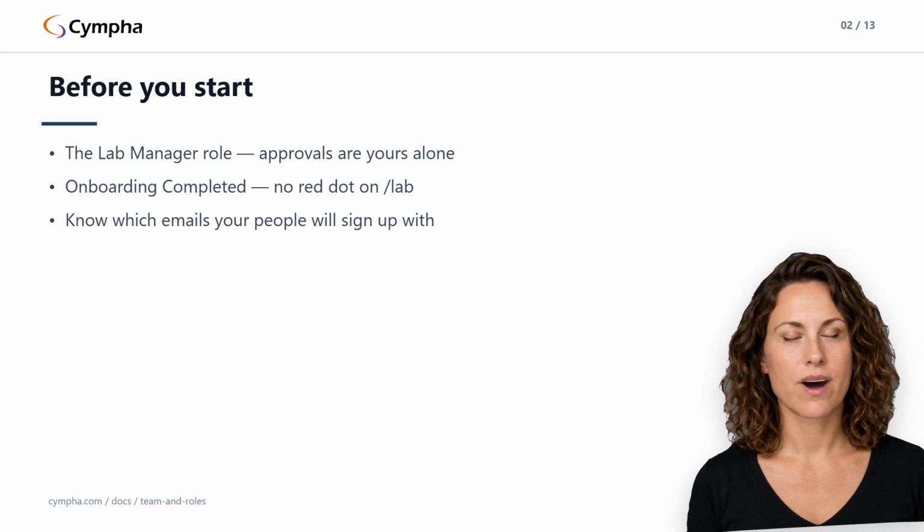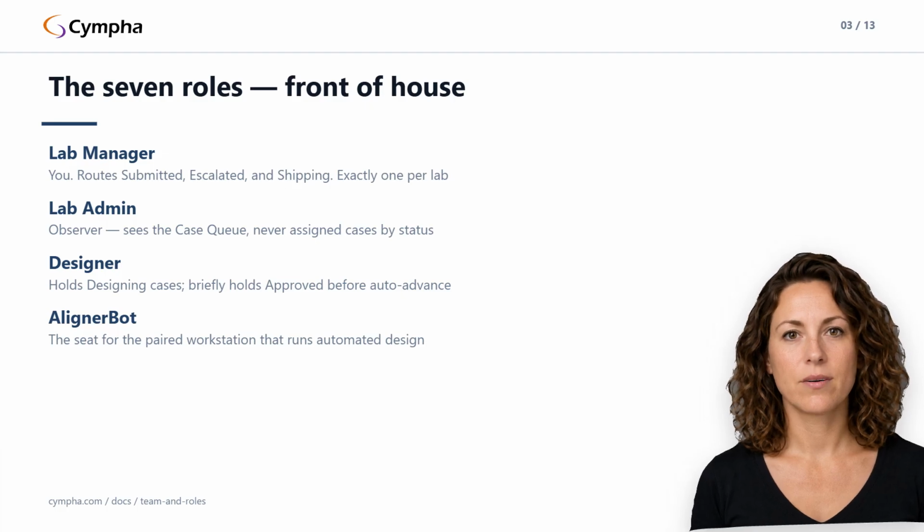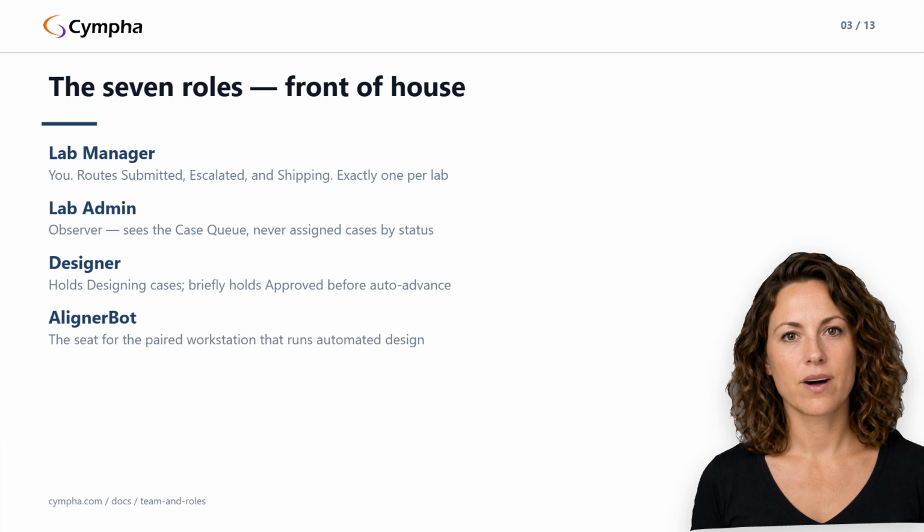Designer is the workhorse, a human designer who holds cases in designing, and briefly holds approved cases before they auto-advance. An AlignerBot is a special seat, mechanically a designer, but the work runs on a paired workstation through Ortho Plus. Worth knowing now, a lab without an AlignerBot seat can still take AlignerBot category cases. Designing simply falls to a human designer instead, but nothing runs automatically.